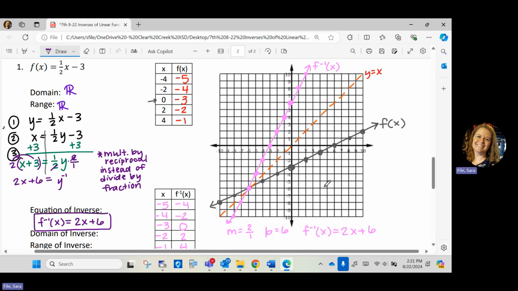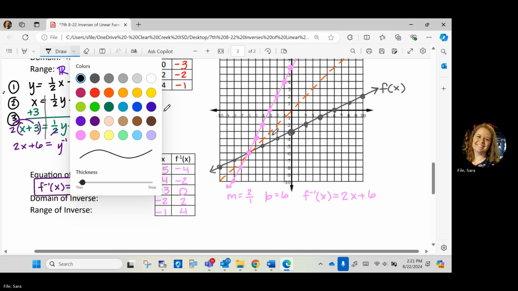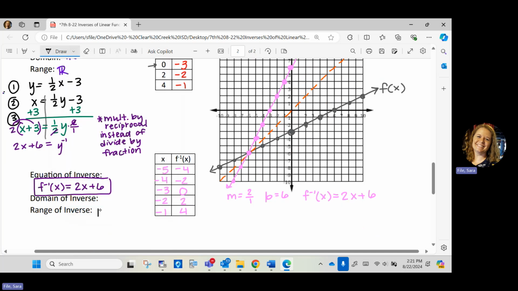Oh, domain and range. We could have answered that at the very beginning without even knowing the equation. What's the domain and range of the pink line? Yeah, it's all real numbers also, negative infinity to positive infinity. It's a line. All linear functions have a domain of all real numbers and a range of all real numbers.